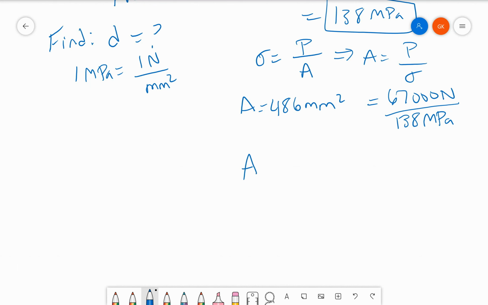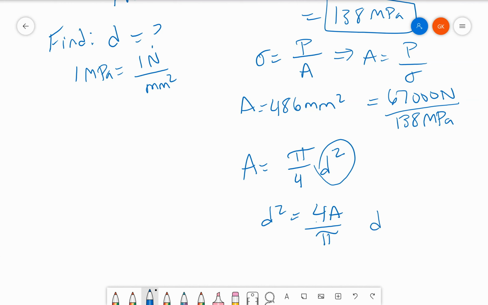Then if you look in the front of your book, you can see that the area of a circle is pi over 4 times the diameter squared. And I want the diameter, so let's solve for that. d squared is equal to 4A over pi. I take the square root, and so d is equal to the square root of 4A over pi. If I plug all my numbers in and do it correctly, I should get 24.9 millimeters as the allowable diameter to make sure that everything passes. And then I'll be done.